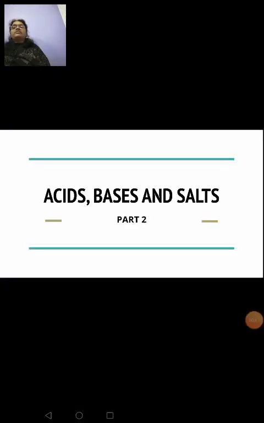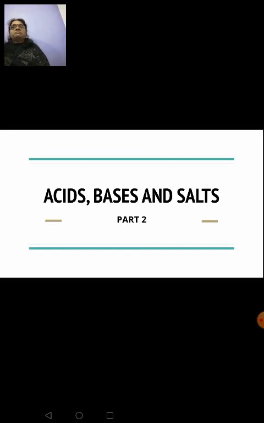Hello everyone, today we are going to do the second part of this chapter, acids, bases and salts. Before getting into today's session, I'll do a quick revision of what was done in the first part. In the first part we had just learnt about what are acids, what are bases, their properties, what are indicators, uses and types.